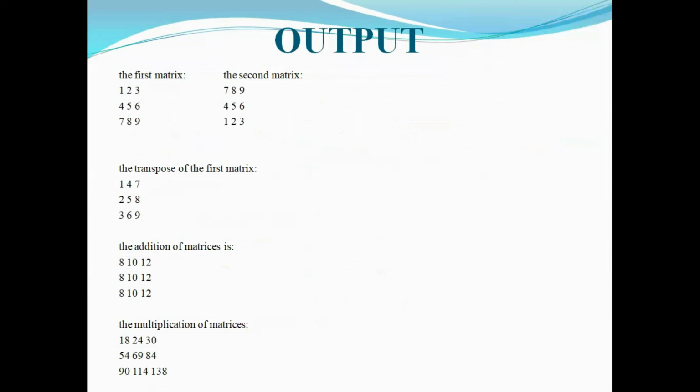Remember one thing, here we are not giving any input to the program. Directly we are specifying the content in the program itself, that is the values of the first matrix as well as the second matrix. After that, we are printing the first matrix and the second matrix. Then we are performing the transpose of the first matrix, that is interchanging the rows and columns of the first matrix. Then we are performing the addition of two matrices and lastly the multiplication of two matrices.